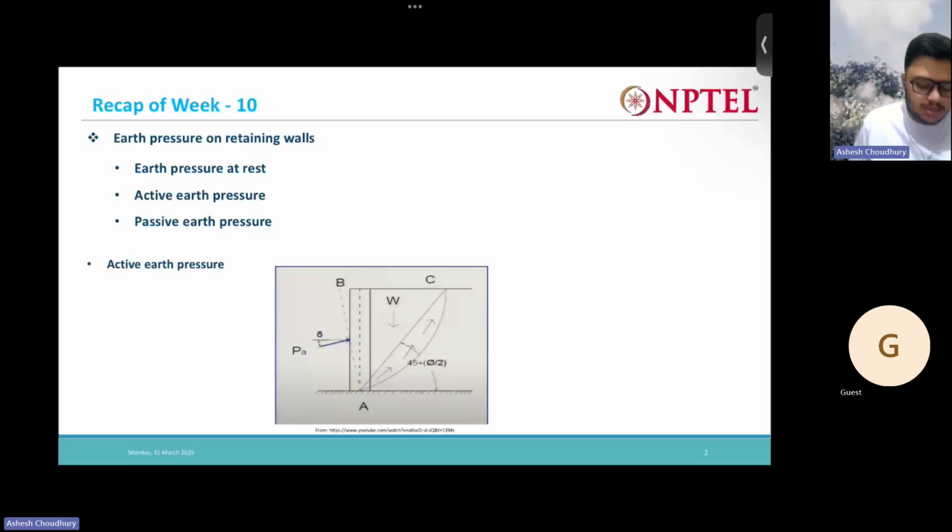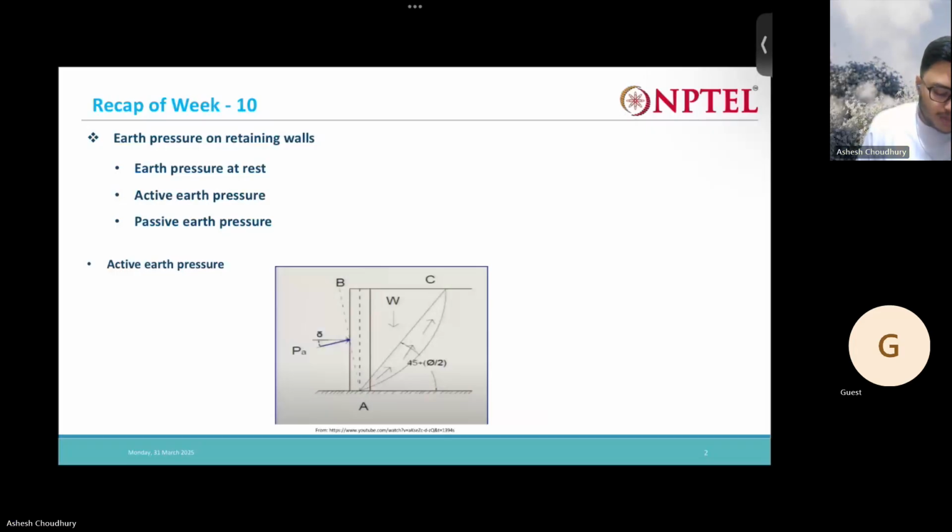Earth pressure on retaining wall, we can have three cases. So what is earth pressure on a retaining wall? Earth pressure is nothing but the pressure exerted by the backfill soil on the retaining wall. Retaining walls are structures that retain the soil behind it.